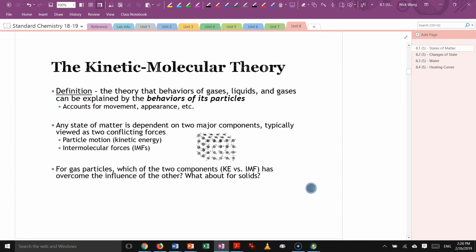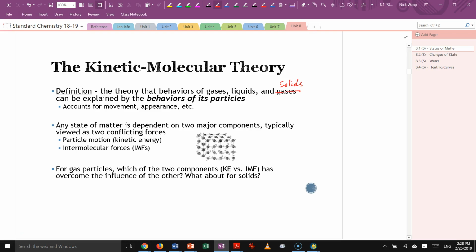The definition behind this is the theory that behaviors of gases, liquids, and solids can be explained by the behavior of their particles. So the particles on the tiny, minuscule, almost invisible scale, those behaviors can show us how things on the visible scale work. So this accounts for movements, appearance, and so on and so forth.